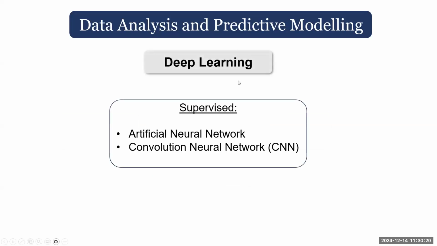As I told you, the deep learning model is inspired by the human brain, so we just call it an artificial neural network. And one particular basic model that we use is called CNN. CNN stands for convolutional neural network. So we'll look into these basic concepts in detail today.